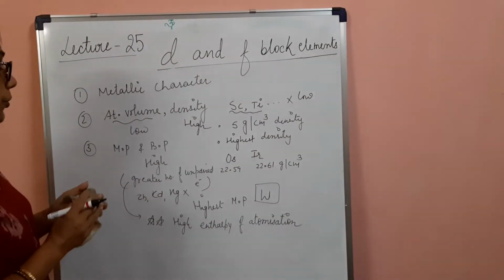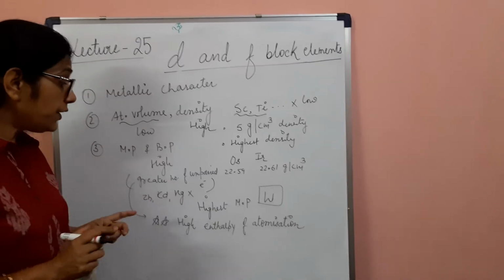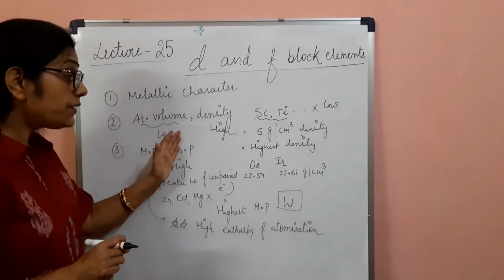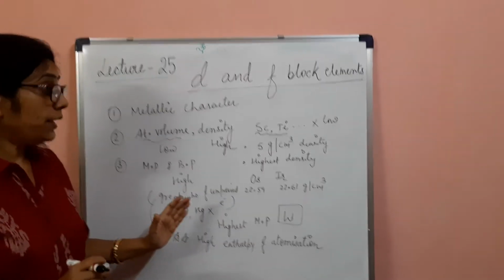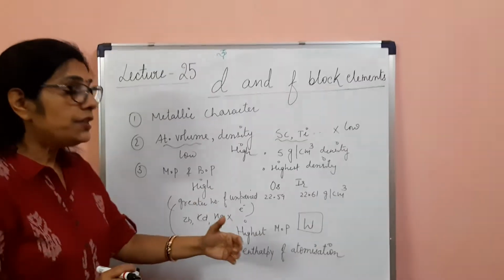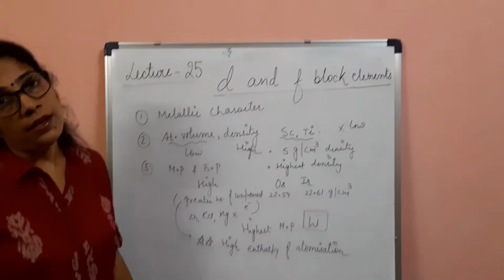So the answer for these 3 reasoning questions, high enthalpy of atomization, high density, high melting and boiling point, is: greater number of unpaired electrons, strong metallic bonding, so the energy required to break the bond will be high.